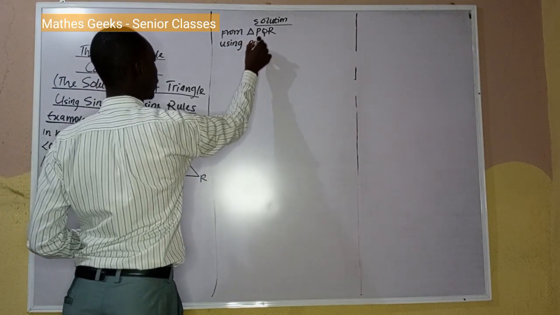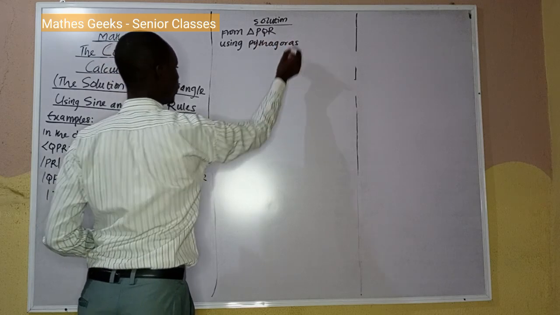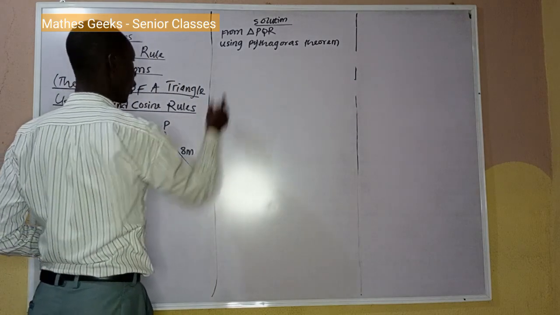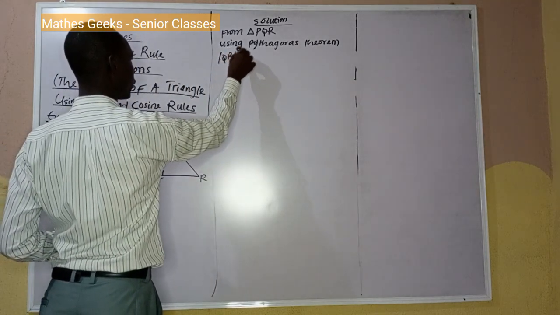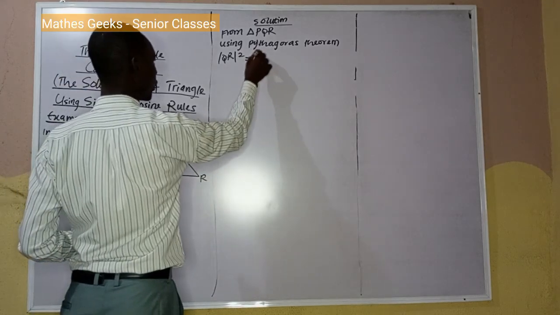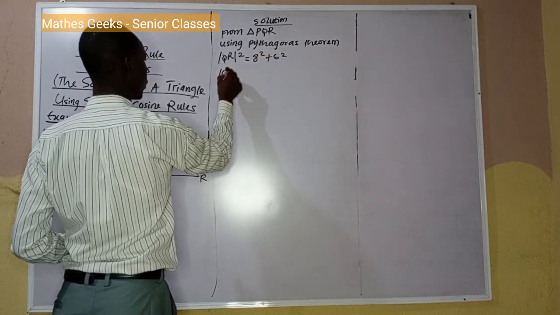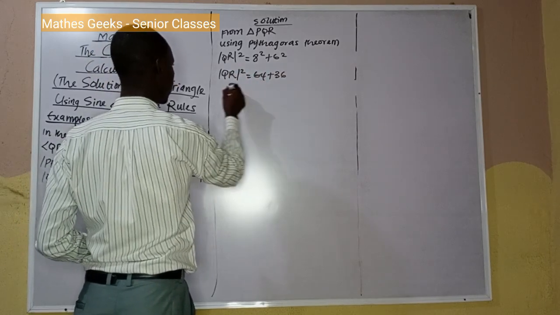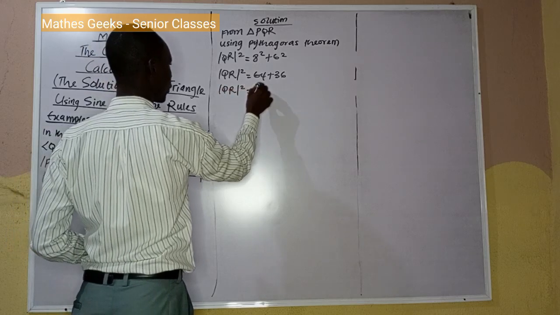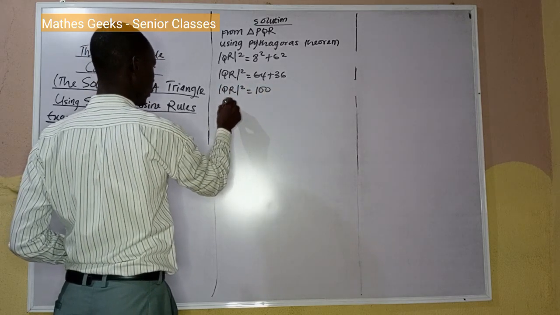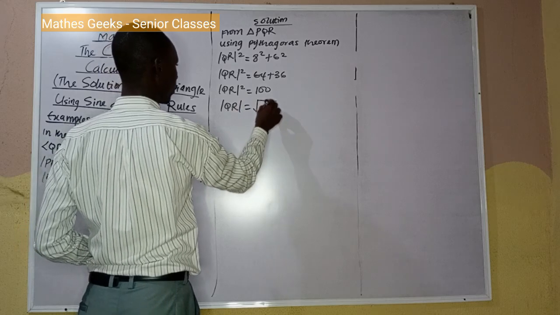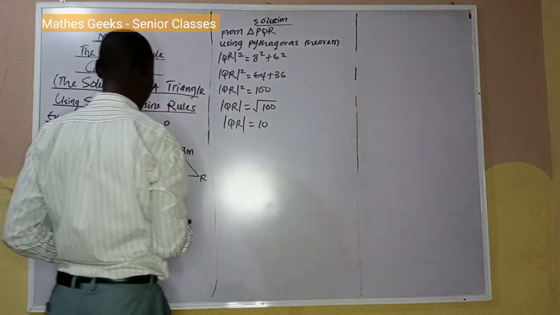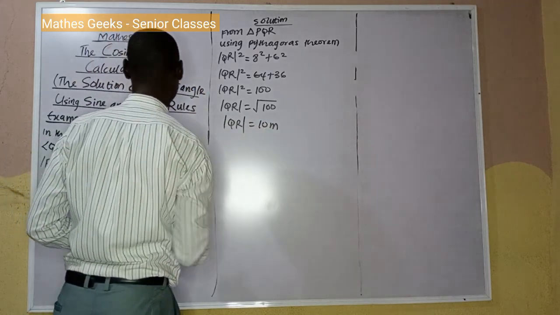Using Pythagoras theorem, QR squared is equal to 8 squared plus 6 squared. QR squared is 64 plus 36. QR squared is equal to 100. So QR is equal to the square root of 100. QR is equal to 10. So QR is 10. Makes sense.